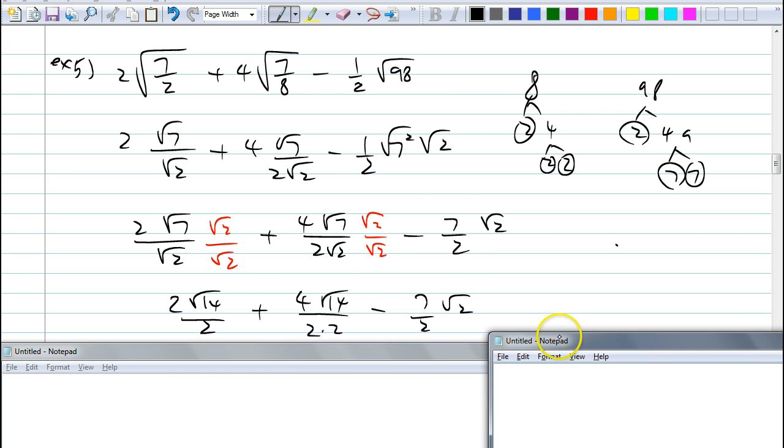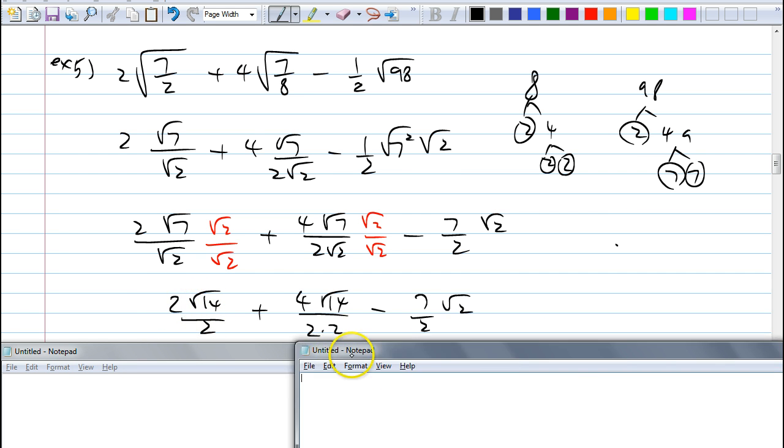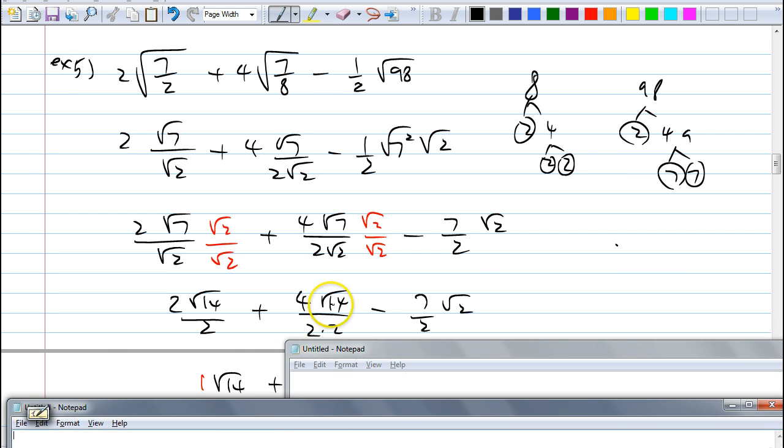Well, the last one is the same thing. Are you okay with this? Yeah. Do you know how to multiply this? Yeah. Okay, so by the way, what is rad 14 over 2? Does 2 go into 2? How many times? So what does that become simply? Rad 14. Yeah. What about the other one?